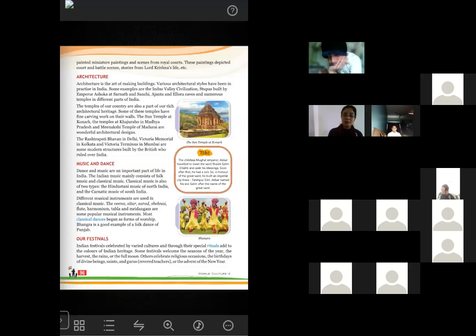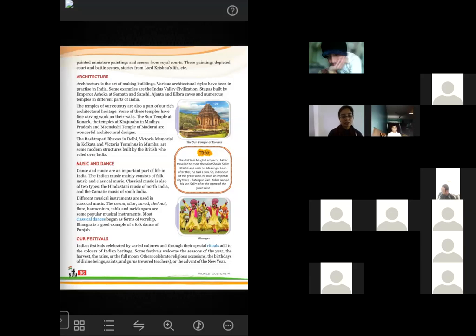Hindustani music of North India. North Indian classical music is a little different from South Indian classical music, which is called Carnatic music. Different musical instruments are also used in India. The names of some instruments. This is also an important question. Write the names of some musical instruments in India.